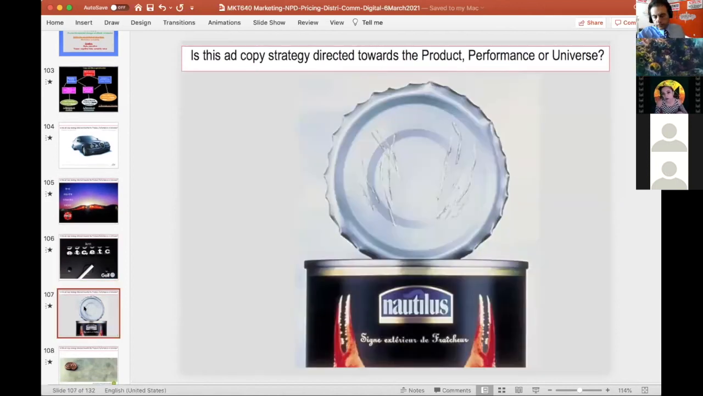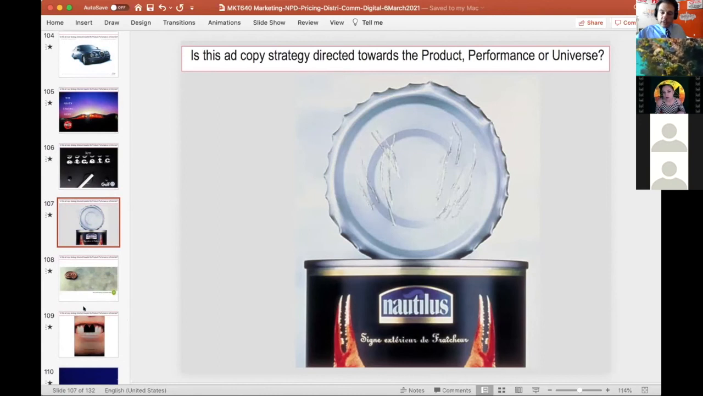This is a can of crab food, crab meat, and it shows just the, how do you call that? The claws or whatever of the ends of the crab, and it's written in French. It says exterior sign of freshness. So it's telling you this is a very fresh crab, and obviously it's so fresh that it's alive inside. So this time it doesn't show the product. It doesn't show the universe. You don't see people eating it, and it's a camping situation or a nice restaurant situation. It shows the performance. It's the freshness of the product.